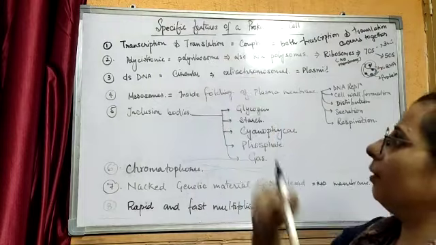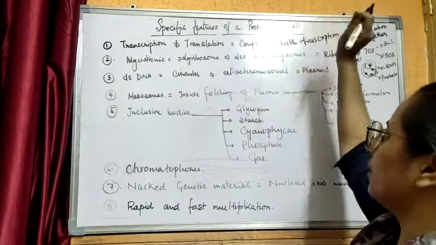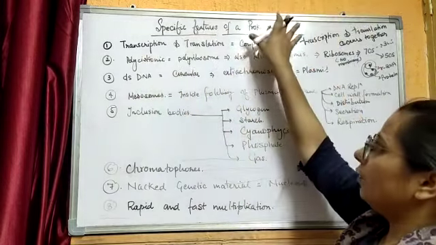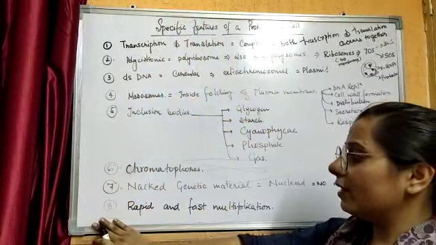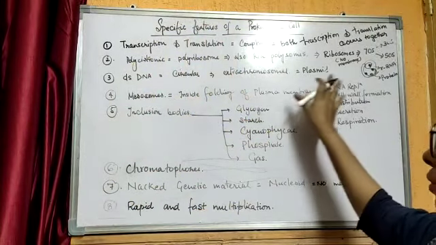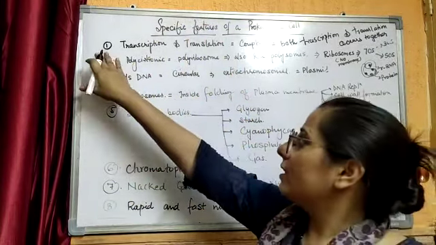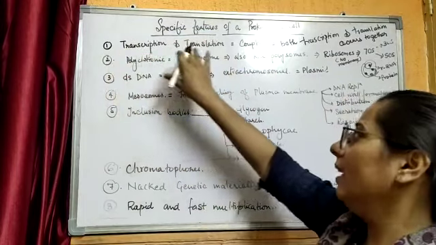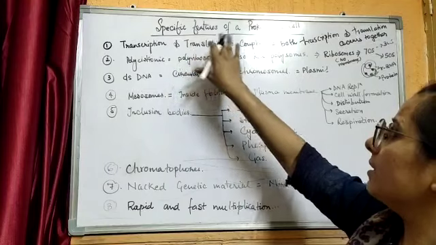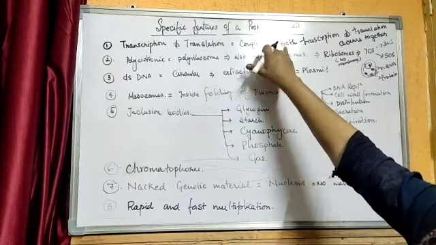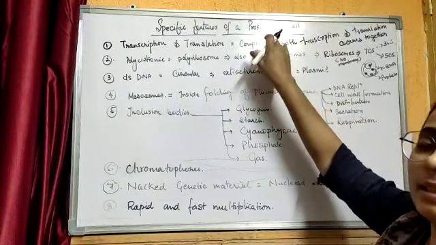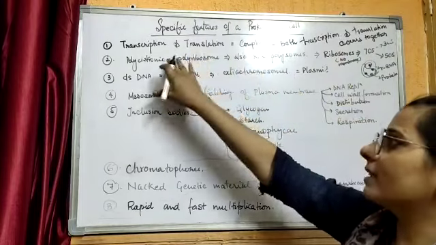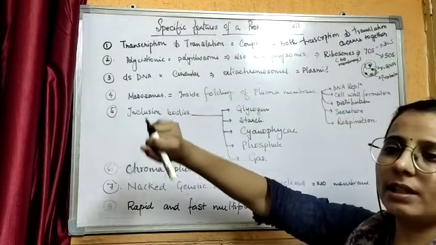Today we will study specific features of a prokaryotic cell. Prokaryotes have some specific features that are different from eukaryotic cells. The first one is that transcription and translation, the formation of mRNA and then protein synthesis, are coupled. Coupled means both transcription and translation occur together in prokaryotes.